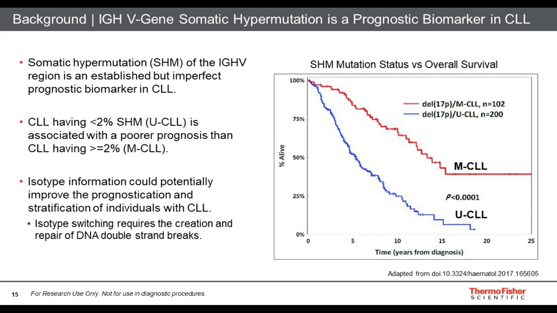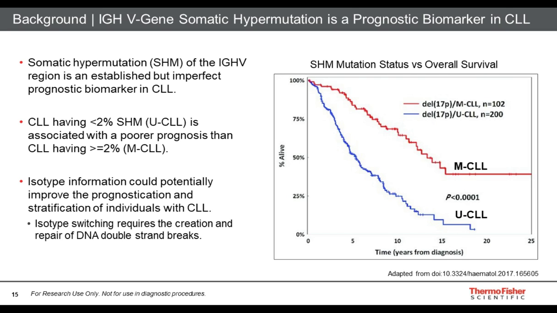Now, the other application I'd like to discuss is a somatic hypermutation analysis within the context of chronic lymphocytic leukemia. And it's been established that the level of somatic hypermutation of the variable gene can help predict the outcome of that cancer type. CLL having a V gene mutation of greater than 2%, sometimes referred to as M-CLL, tends to have a better prognosis than CLL that has an unmutated variable gene or less than 2% somatic hypermutation.